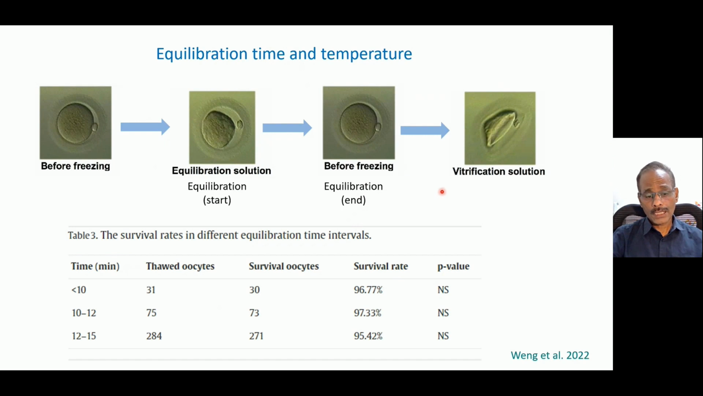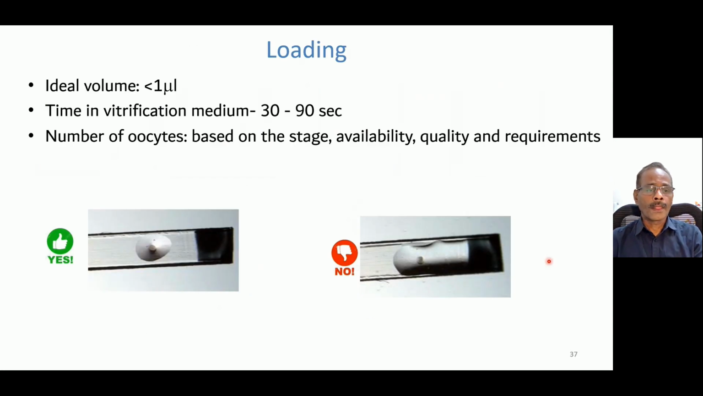And how long should it be done? The study comparing an equilibration time of less than 10 minutes and up to 15 minutes did not show any difference with respect to survival rate. But what is very important from the practical point of view is to always assess the oocyte morphological changes under the microscope during the process of equilibration. Once the oocyte regains its normal morphology, then you must stop the equilibration and proceed with vitrification.